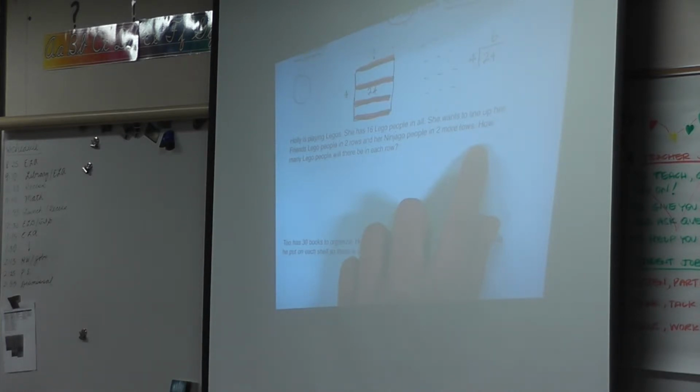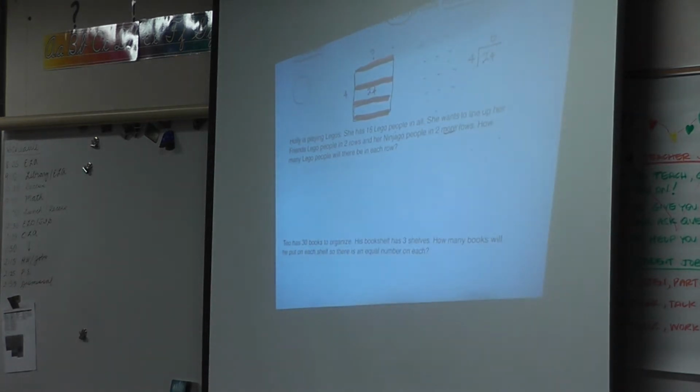Thank you. A few of us, including me, made a mistake, because we read 2 rows and 2 rows, and we said 2 rows. But it says 2 more rows. How many Lego people will there be in each row? 4. Okay, I don't know. Let's find out. Please begin number 2.